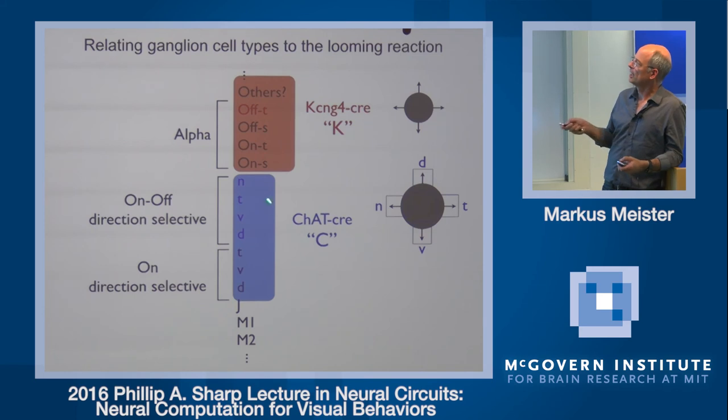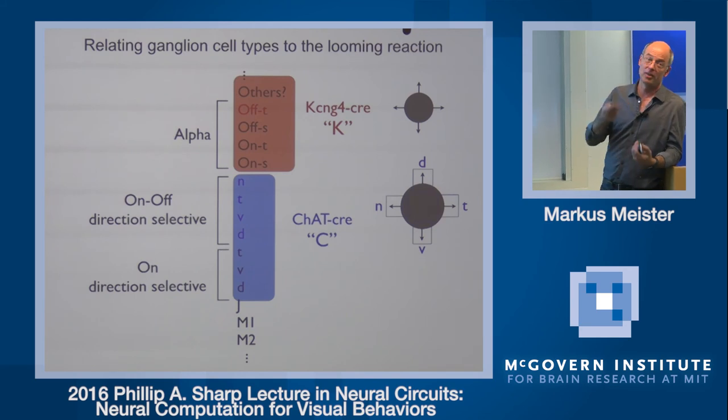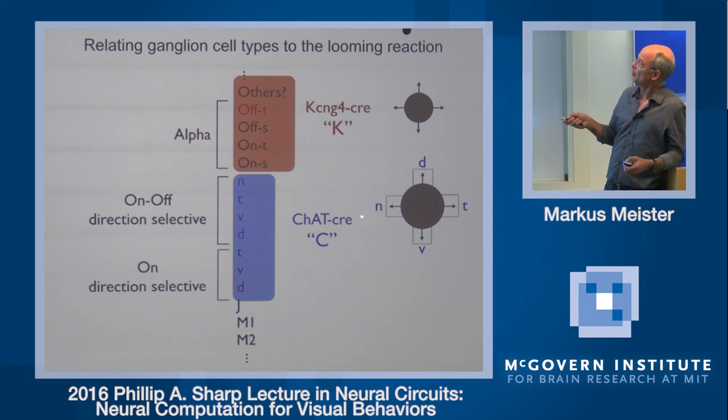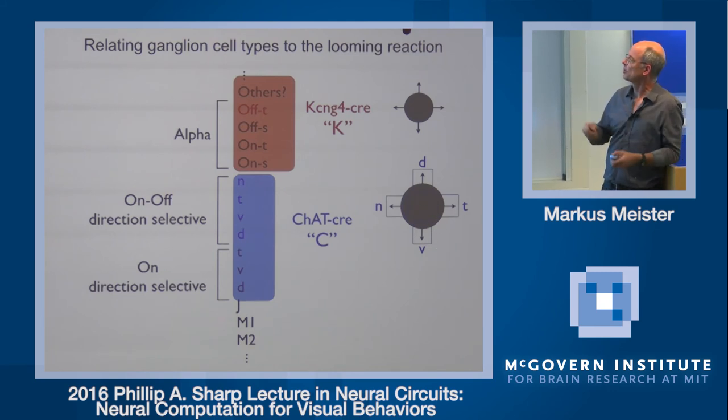Now, one could imagine either of these two groups involved in the looming reaction. For example, one of the alpha cells, the off-transient cell, has been called a looming detector. We don't quite believe that anymore because I just told you that they respond to all kinds of things, depending on the intensity in that center pixel. But equally, these other direction-selective neurons might be involved in defining an expanding dark disk by recording the motion of the different parts of the edge of the disc.